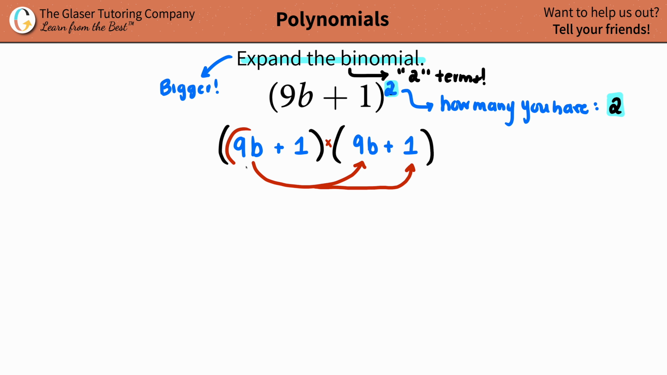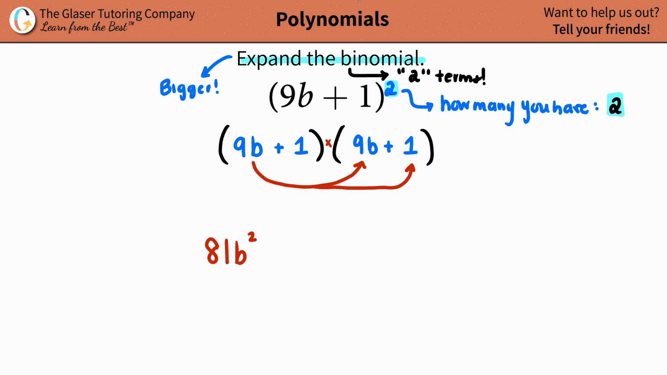So numbers first, 9b times 9b. 9 times 9 is 81. And now let's just focus in on those variables. Now when you're multiplying variables, you gotta collect them all. So I have one b value here. I have another b value. How many total b's do we have? Yeah, we got 2, right? When you multiplying variables, you secretly add their exponents. And 1 plus 1 is now 2. So I now have 81b squared. So 81b squared, I collected all the b's.